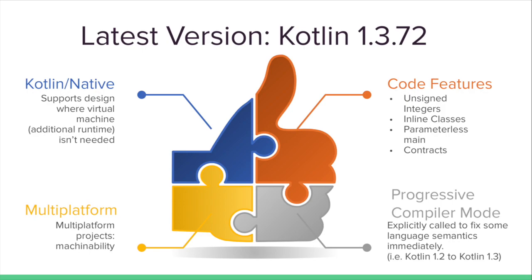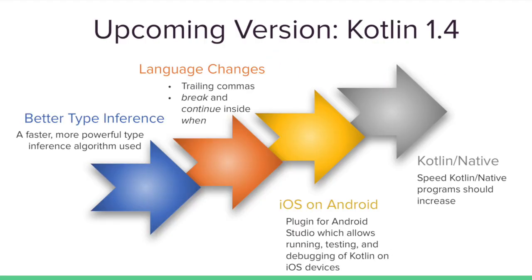And finally, it includes a progressive compiler mode, which is completely new, and this is explicitly called to fix some language semantics immediately. So for instance, if you run Kotlin 1.2 code and you're in progressive compiler mode, it will automatically fix the semantics to adapt to Kotlin 1.3 changes.